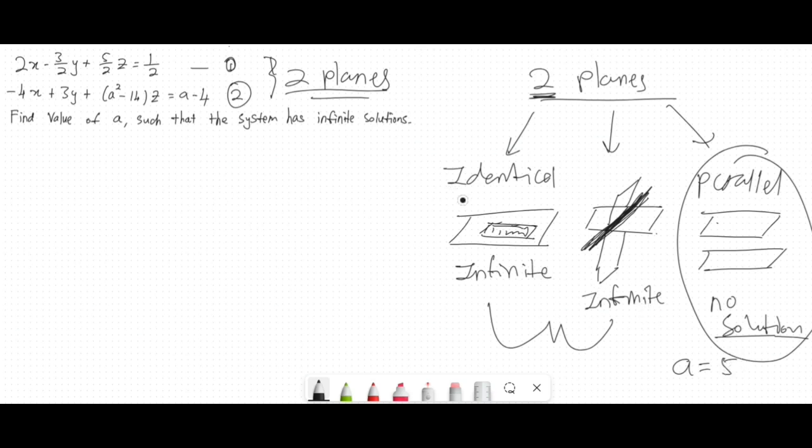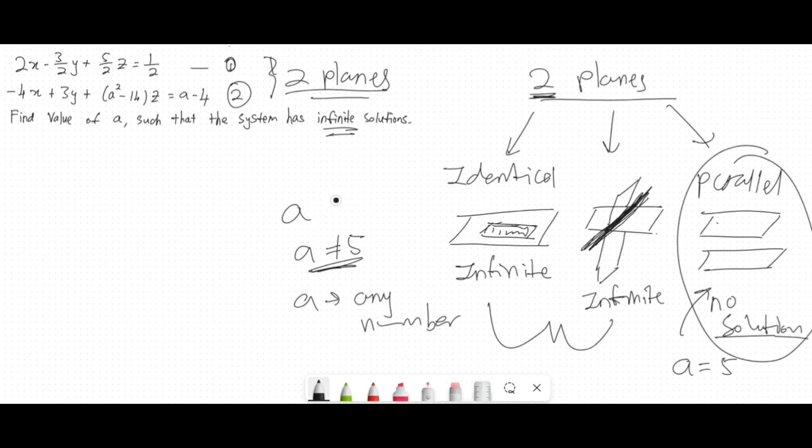So if I say find the value of A such that the system has infinite solutions, A cannot be 5, because when A is 5, it is parallel. Then that means there are no solutions. But I want infinite solutions. So that means A cannot be 5. If A is not 5, then A can be any number. Right? A can be any number.